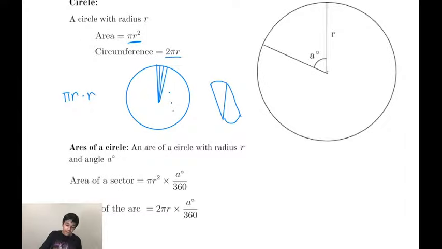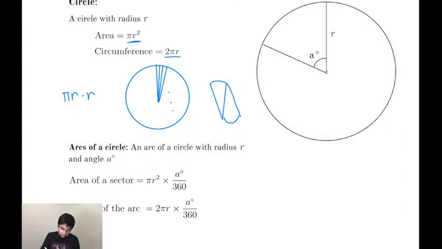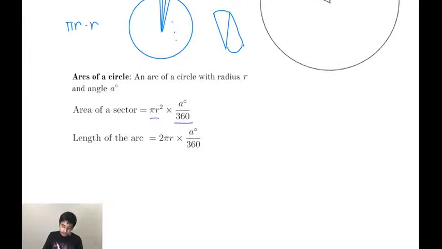And if you have arcs of a circle, the area of a sector is just going to be pi r squared times a over 360, where a is the angle it forms at the center over here. So a is the angle here. The reason, again, this is true is because a sector is just a fractional part of the whole area. And same thing for the circumference, or length of the arc: 2 pi r times a over 360.